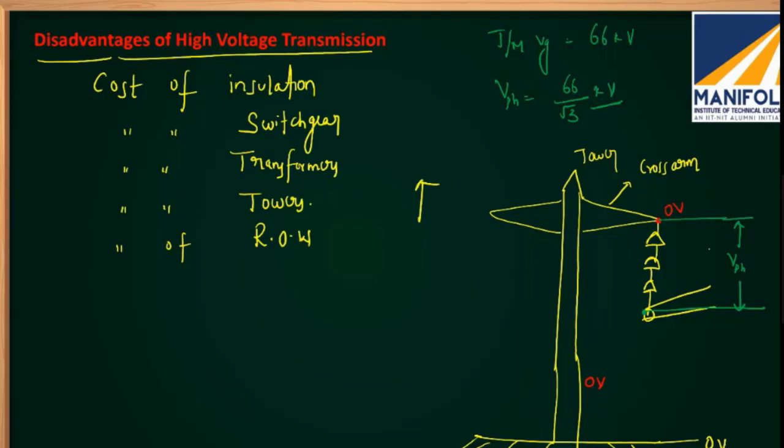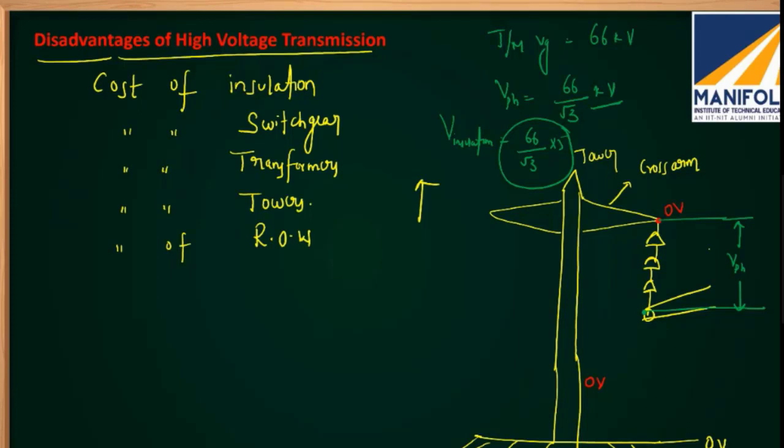Now I will take a factor of safety of 5. So my design insulation voltage will become 66 by root 3 into 5. For this much voltage, I have to design the insulation. So if you go for higher and higher voltage transmission, my cost of insulation will increase because I have to provide more insulation.